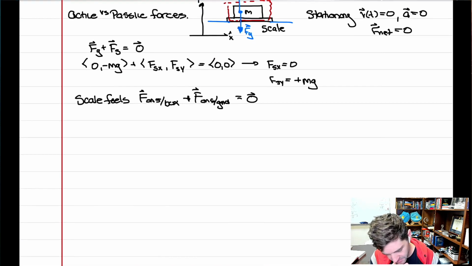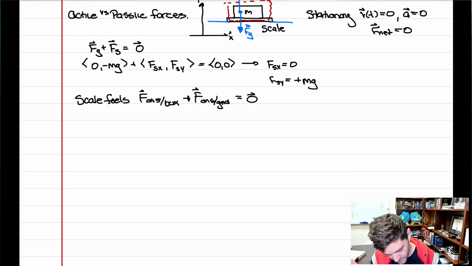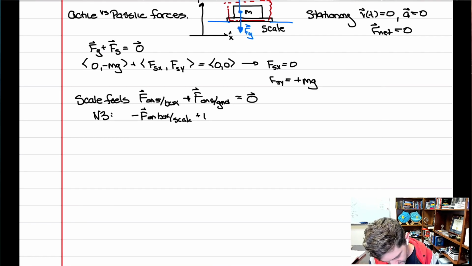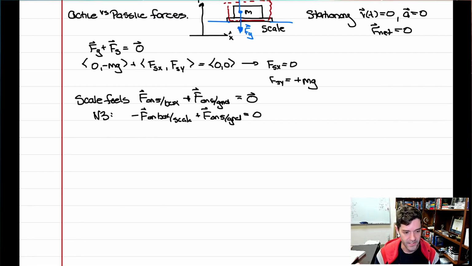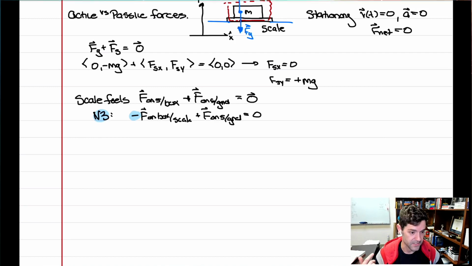Here I've written them both as plus signs, even though I expect, again, the vectors to be pointing in different directions. And then I also know, by Newton's third law, that this is the same thing as negative F on box from scale plus F on scale from ground. Where the negative sign I've introduced here is the Newton third law negative sign. Not because of a coordinate system. That negative is because of a Newton third law relationship.